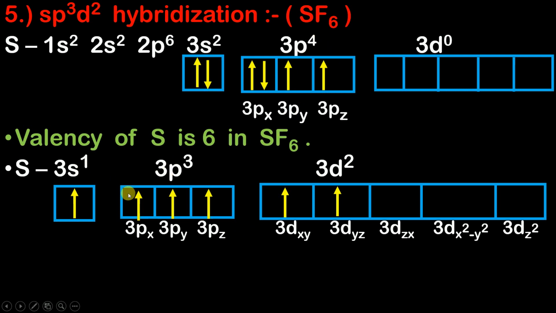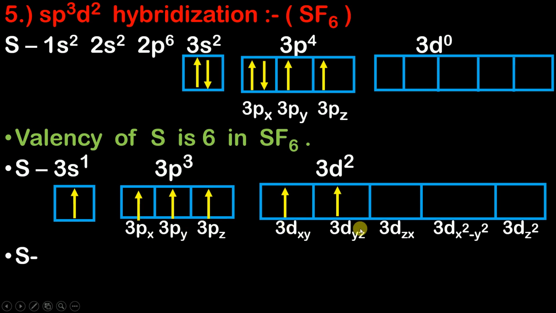Now what happens over here is that obviously sulfur cannot be biased to any fluorine atom. It must be equivalent to all the 6 fluorine atoms. Therefore, they are going to undergo hybridization. This 3s orbital will undergo hybridization with this 3px, 3py, 3pz, plus there will be 3dxy, 3dyz.